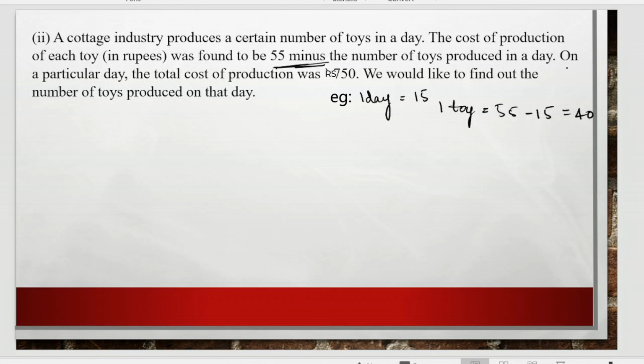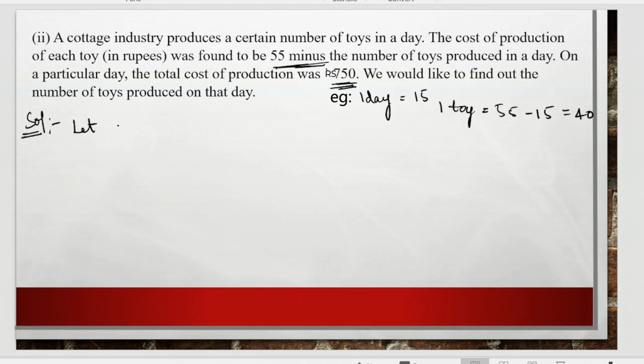Okay, now see the question. On a particular day, the total cost of production was 750 rupees. We would like to find out the number of toys produced on that day. Okay, so let us solve the question.